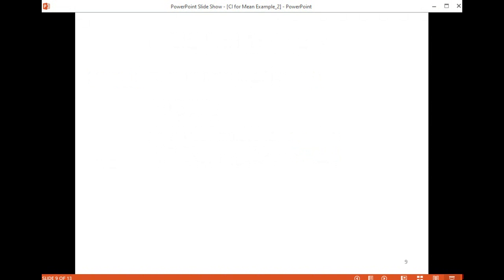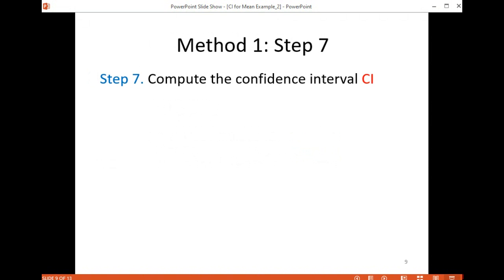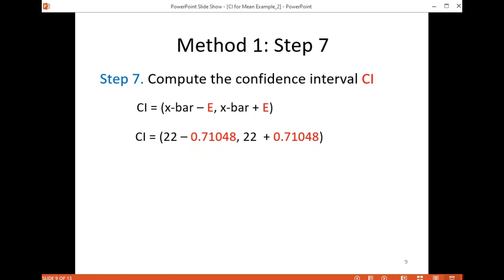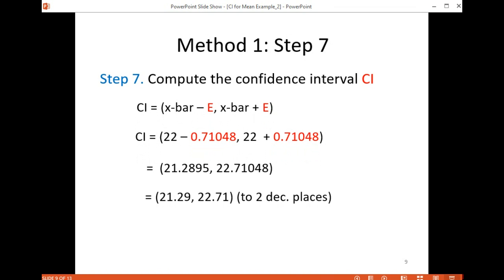So now we're in a position to find the confidence interval. The confidence interval is simply to subtract E from x bar, so x bar is sitting in the middle, and add E to x bar. So here we go. We're going to subtract 0.71048 from 22 and add it likewise to 22. So we get our confidence interval, the left endpoint and the right endpoint.